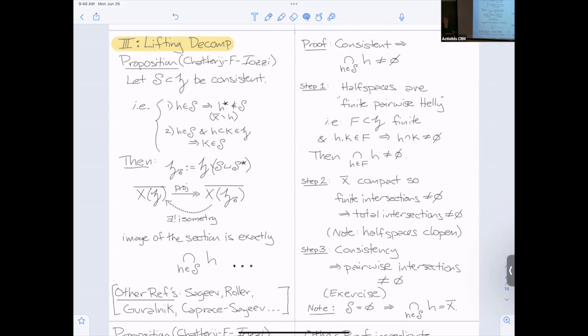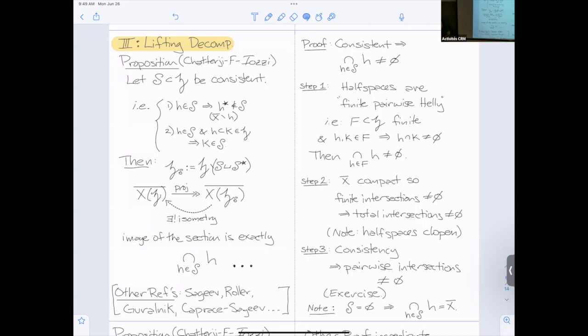So let's do not quite a proof, but a little bit of a proof. So how does consistency give you that this intersection is not empty? That's the first thing you want to know, right? So half spaces have a pairwise Helly property, which means that if they have pairwise non-empty intersections, then they have finite non-empty intersections. But X bar is compact, and so by the finite intersection property, you can go from finite intersections to infinite intersections. And then I left it as an exercise. It's really straightforward that consistency gives pairwise intersections.